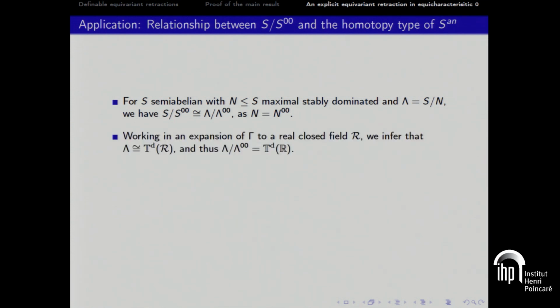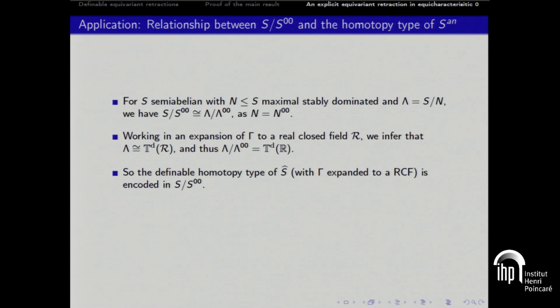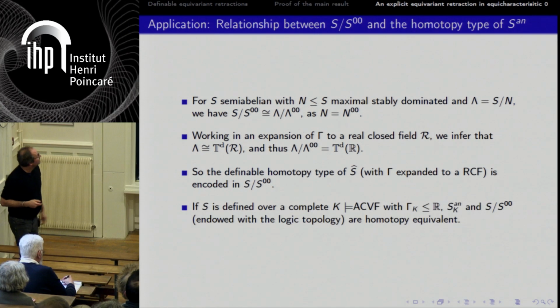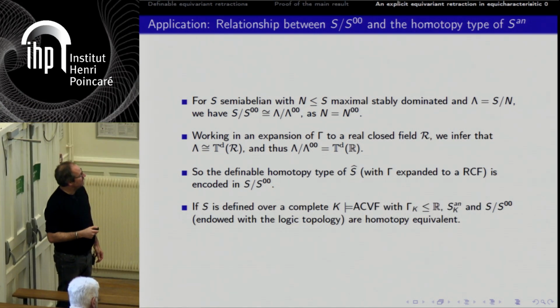Good. And working in an expansion to a real closed field, we can then show, because it's an abelian group, definably compact, it must be a real torus over this real closed field of the right dimension, lambda itself. And so the quotient by lambda 00 must be the real torus of dimension n. So now we can think of Pillay's conjecture and its solutions. But first, in the definable category, we know that the definable homotopy type of S hat, again with gamma expanded to a real closed field, is completely encoded in this S mod S00 with the logic topology. And even better, in the Berkovich world, they are homotopic.